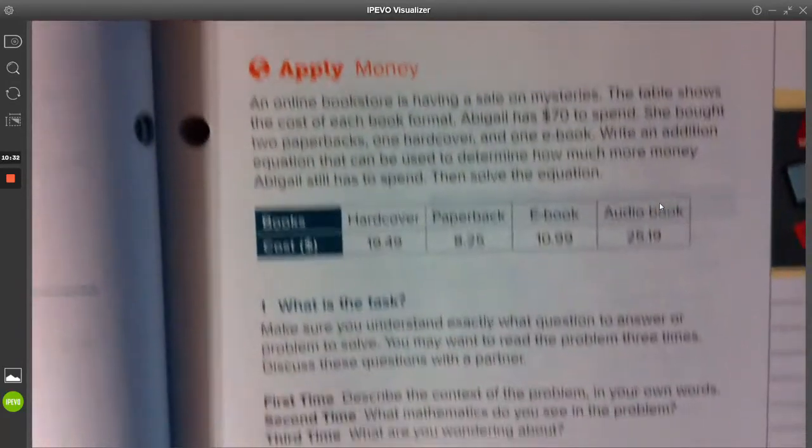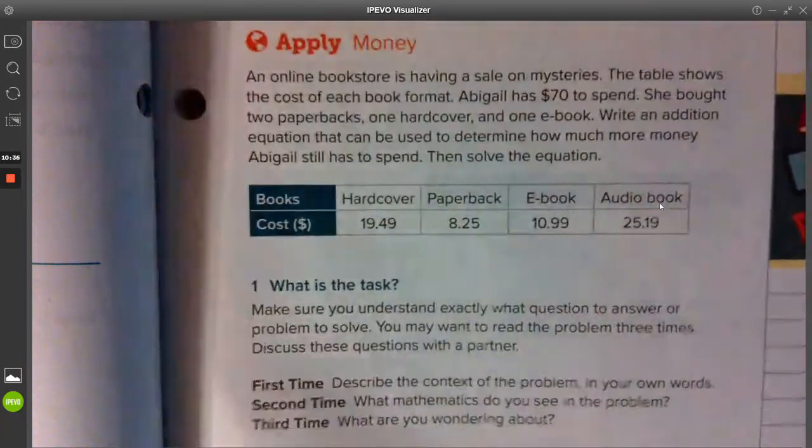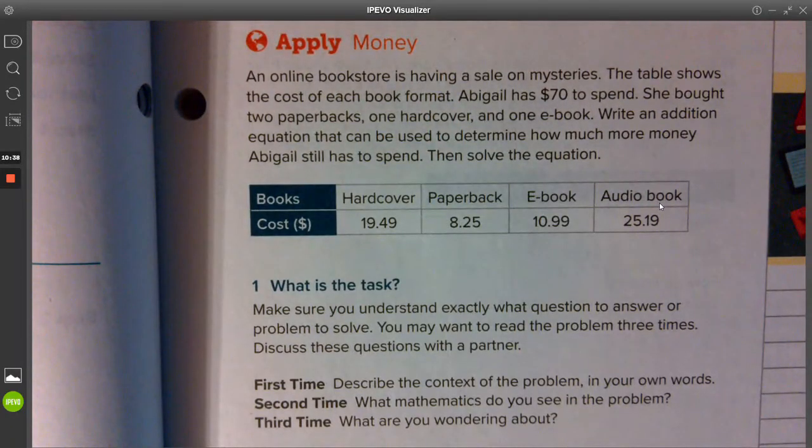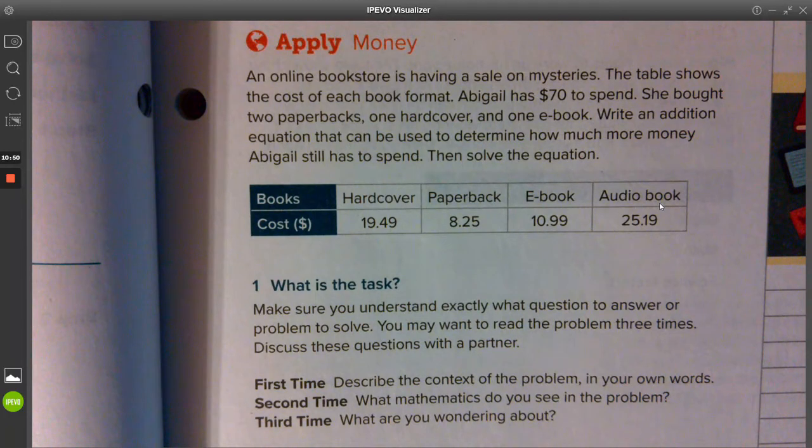All right, moving on to our apply problem. An online bookstore is having a sale on mysteries. The table shows the cost of each book format. Abigail has $70 to spend. She bought 2 paperbacks, 1 hardcover, and 1 ebook. Write an addition equation that can be used to determine how much more money Abigail still has to spend.